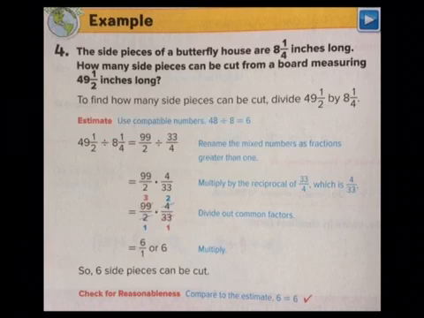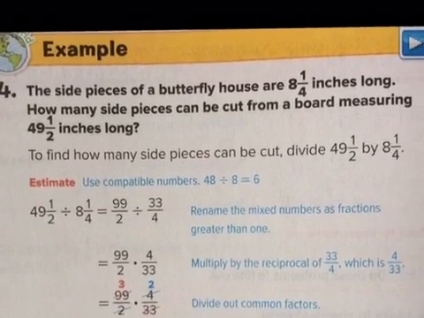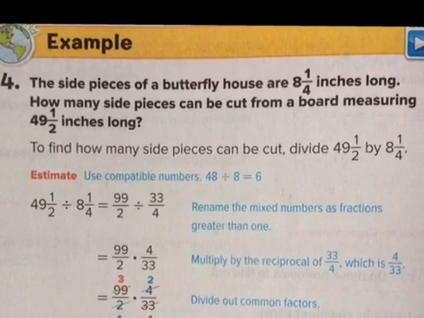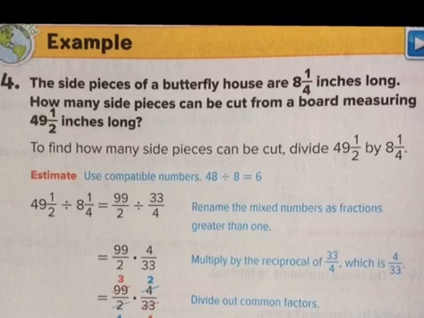And finally, we have our word problem where we have to divide. Okay, and please notice that this is a word problem that requires division, and I'm hoping that you're able to realize that it requires division not just because we've been dividing, but because it makes sense to you that it should be divided. Take a look. The side pieces of a butterfly house, it's just a type of house, are 8 1/4 inches long. Okay, so each piece is 8 1/4 inches long. How many side pieces can be cut from a board measuring 49 1/2 inches long?